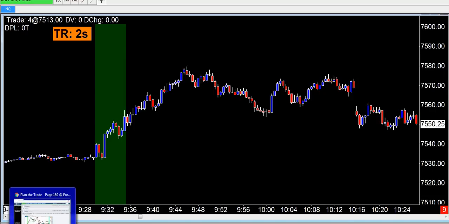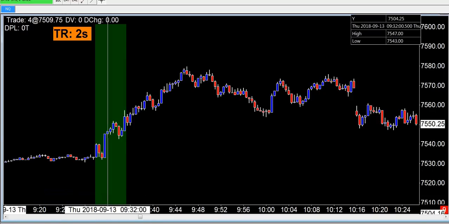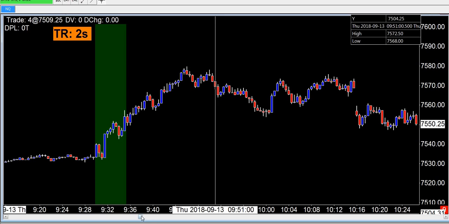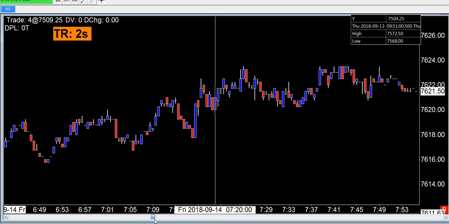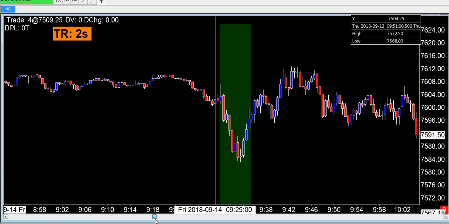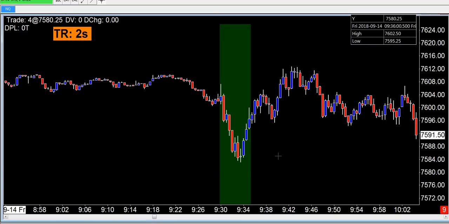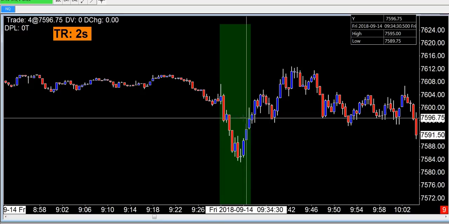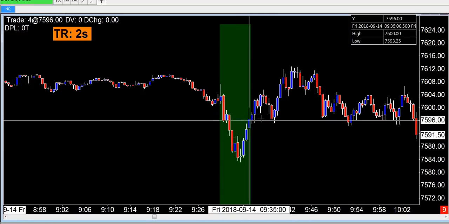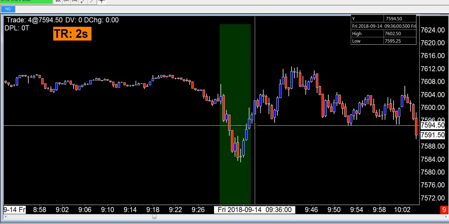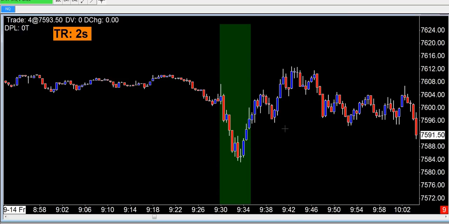So let's see what happened on the 14th. I'll go to the next day, and then I can look and we can see if I'm being accurate in picking the spots. Okay, so here's Friday, and well, that's an interesting trade right here. Okay, so here is a 2B.